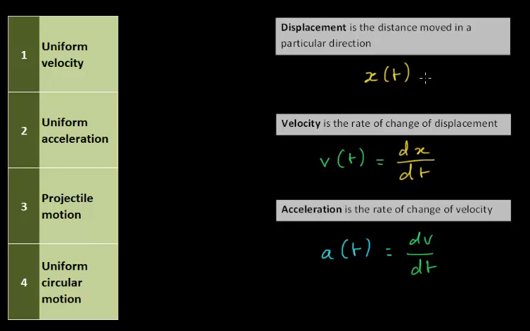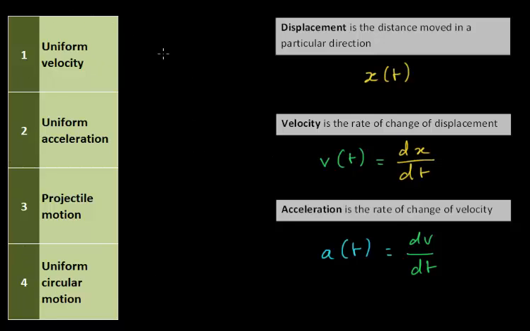The end goal when we analyze the motion of a physical body is to obtain its displacement, velocity, and acceleration in terms of time. Displacement x, velocity v, acceleration a, knowing that the velocity is the rate of change of displacement and acceleration is the rate of change of velocity.